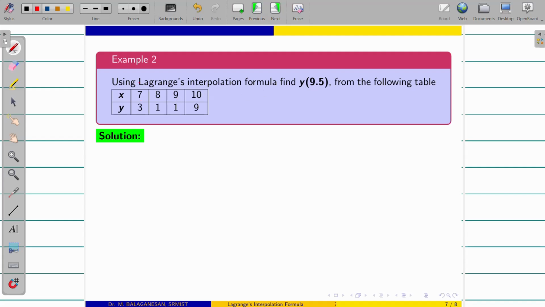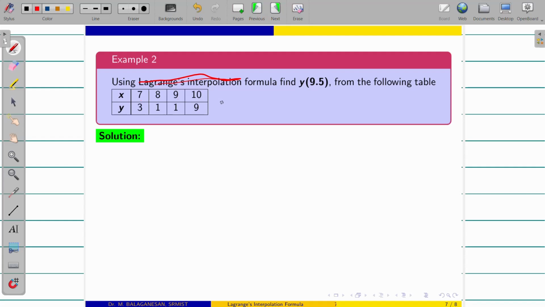Suppose I asked this question without mentioning Lagrange's interpolation formula: find Y of 9.5 from the following data. What can I do? I can use Newton's forward interpolation or Newton's backward interpolation. Y of 9.5 is after the middle level, so I can use that. But particularly they have mentioned Lagrange's interpolation, and we know very well it is applicable for equal and unequal spacing. That's why I have chosen this problem.